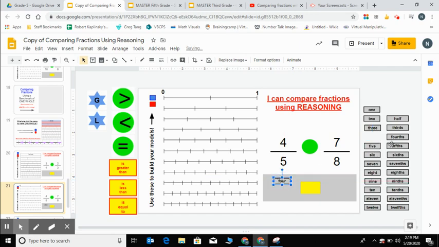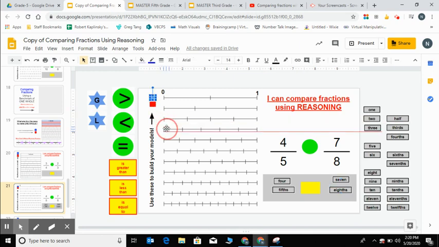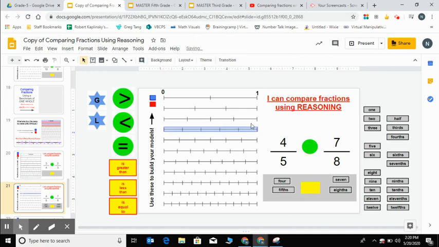This is 4/5, and this one is 7/8. So I'm going to drag my words down, and then I'm going to model these fractions on my number line. So 4/5, I'm looking for the number line that is split into 5 equal parts. I think I see it. I'm going to bring this right down. Let's see, 1, 2, 3, 4, 5. This whole number line has been split into 5 equal parts or 5 chunks.